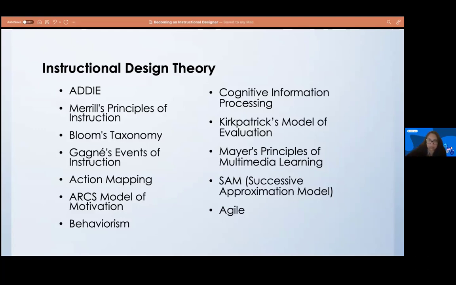I know that it's a lot, and I'm not going into each one of them because it is a lot to talk about for 1 hour. But these are the main theories and frameworks that an instructional designer needs to know, although they don't have to practice them all, but at least have a basic knowledge of what they are.